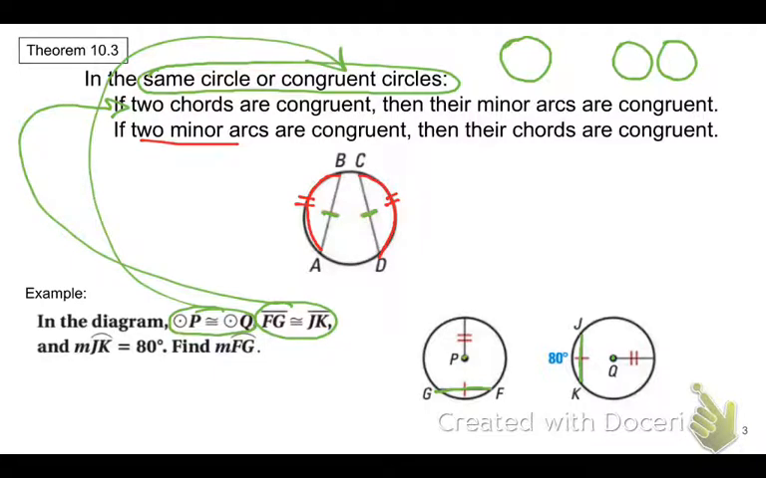Then we're given that arc JK is equal to 80 degrees, and they want us to find arc FG. So, we have two congruent circles. Their two chords are congruent, so their minor arcs are congruent. And FG and JK are the minor arcs, so the measure of arc FG has to be equal to 80 degrees.